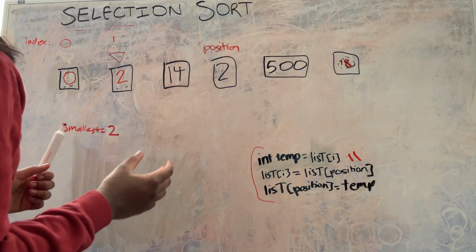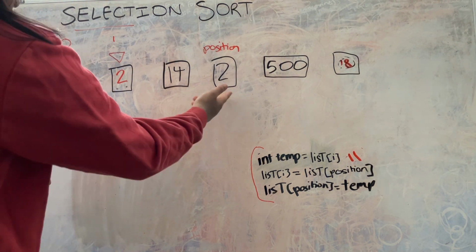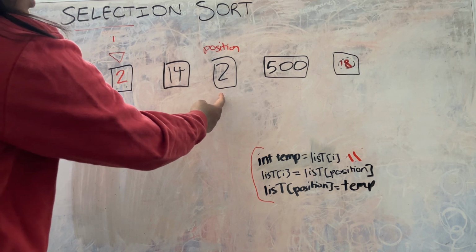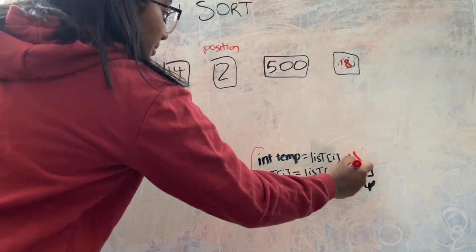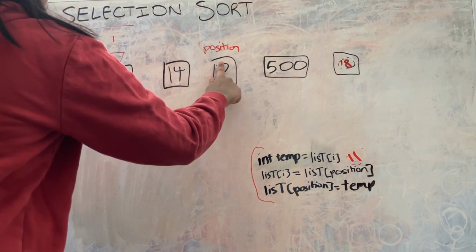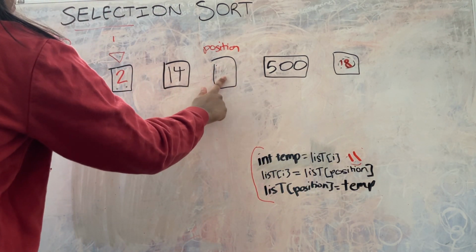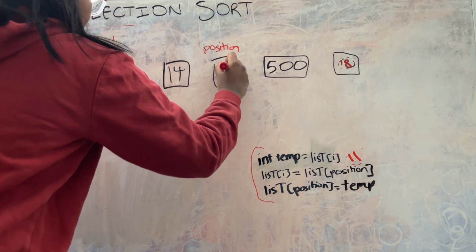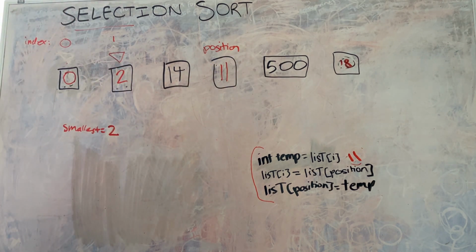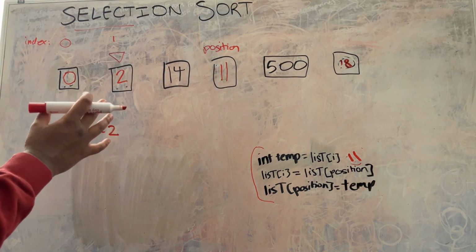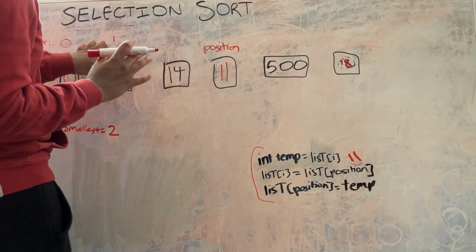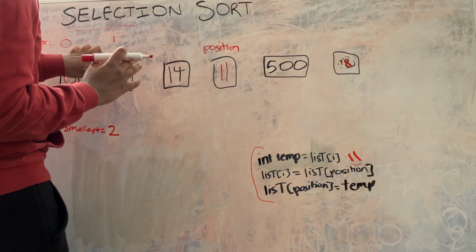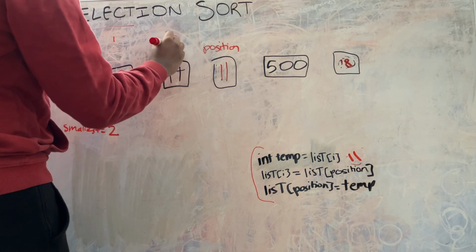And then lastly, we have to change this element. So the element at position is going to equal the temp variable, which is 11. We finished the second iteration of the loop. Now we move on to index 2.